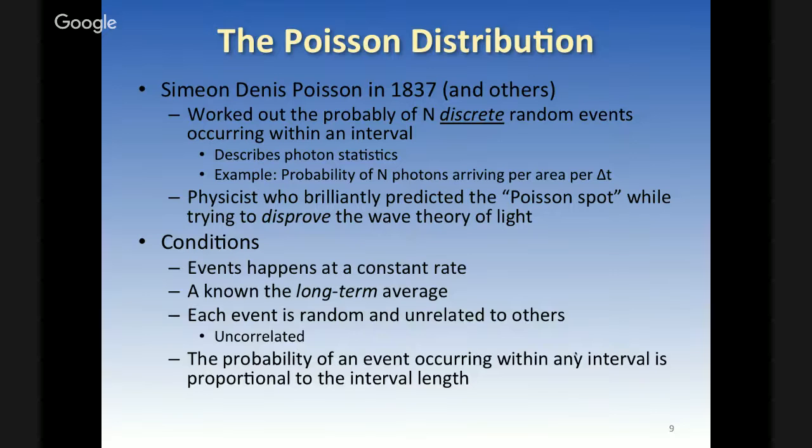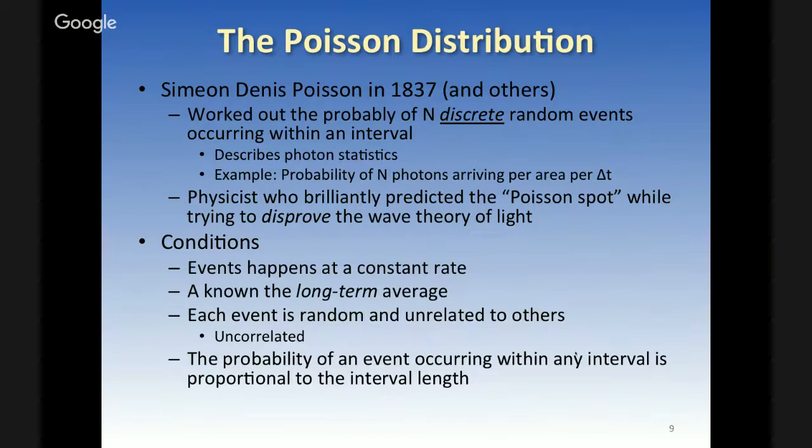The conditions for the Poisson distribution are important to understand. First of all, the events have to happen at a constant rate. They can't kind of come and go. They're operating at a constant rate, and that, of course, applies to the photons coming from a distant celestial object. We have to know the long-term average of the number of photons coming down, so that's something that we assume we know. Each event is random and unrelated to the other, so these are uncorrelated events. So it will work very well for things like photons, where the arrival of one photon doesn't affect the arrival of another photon.